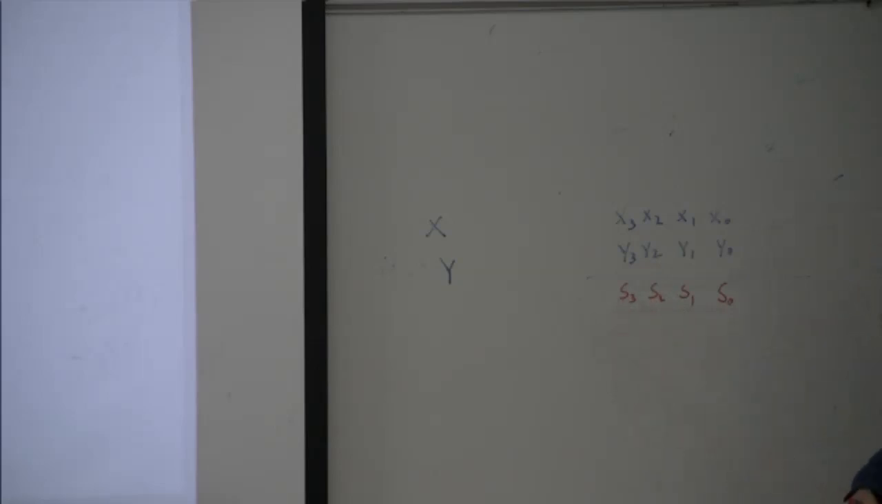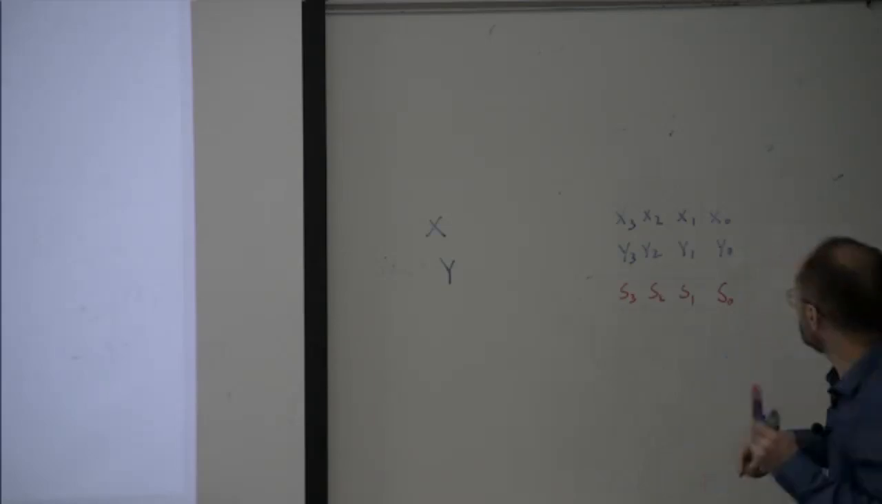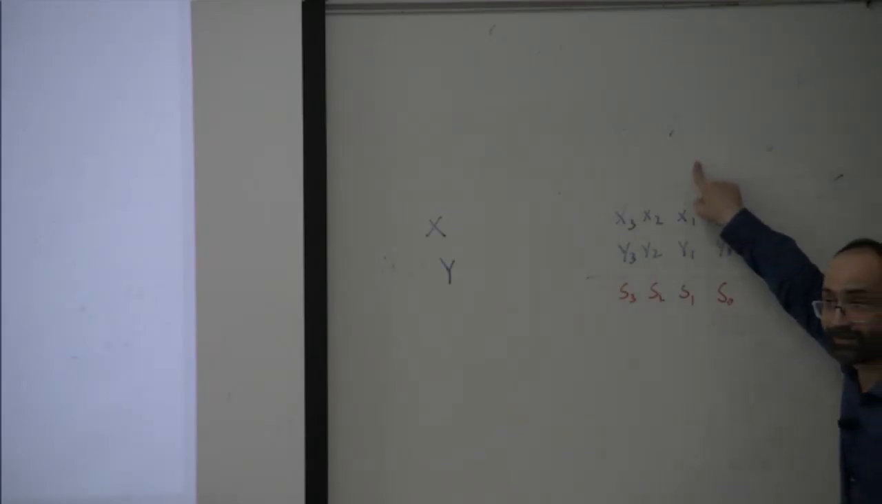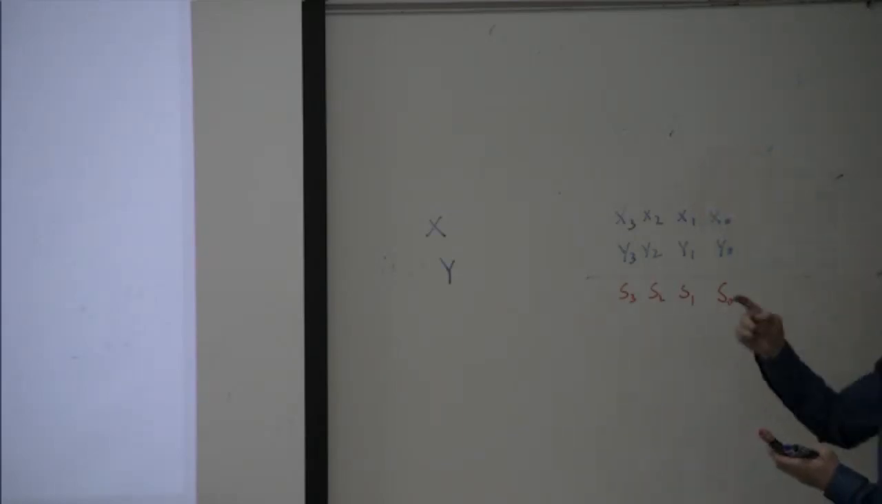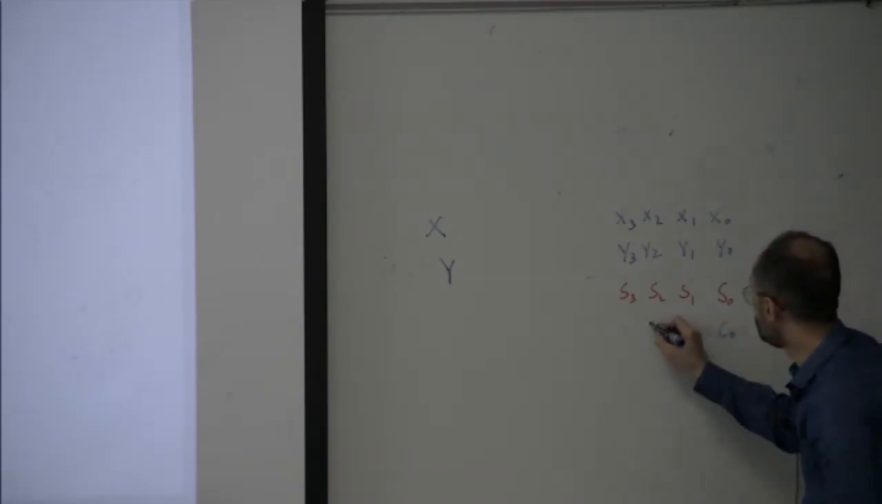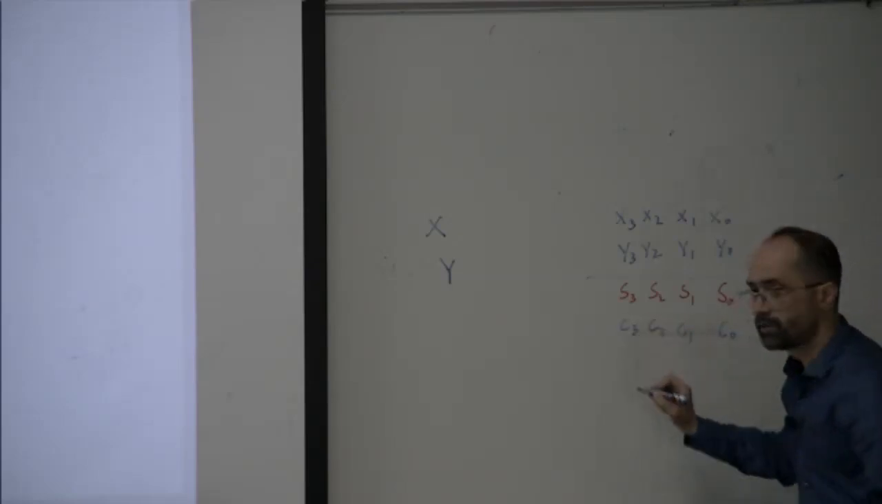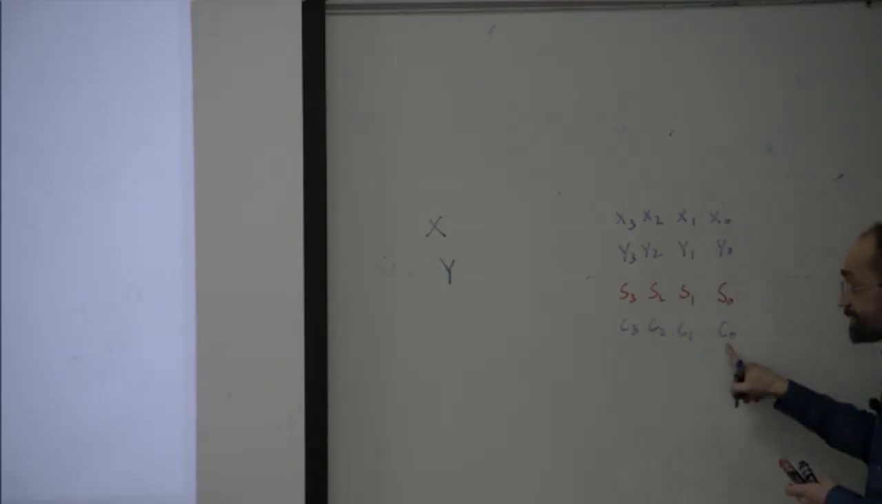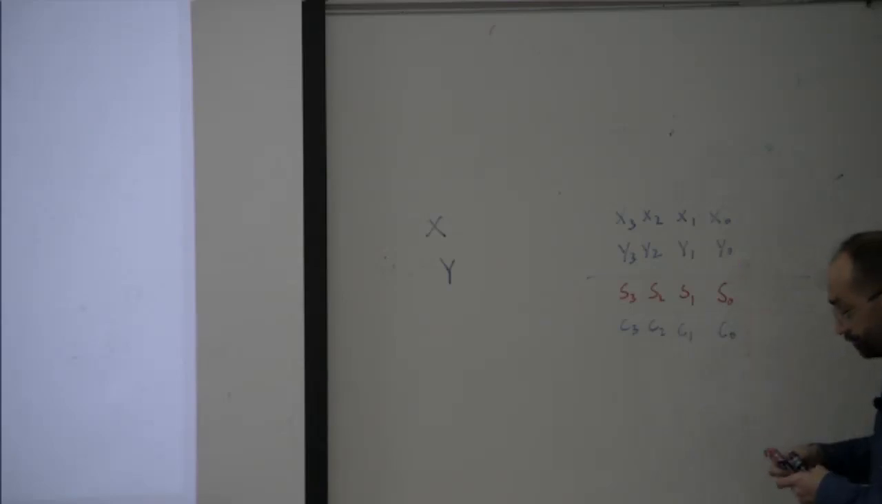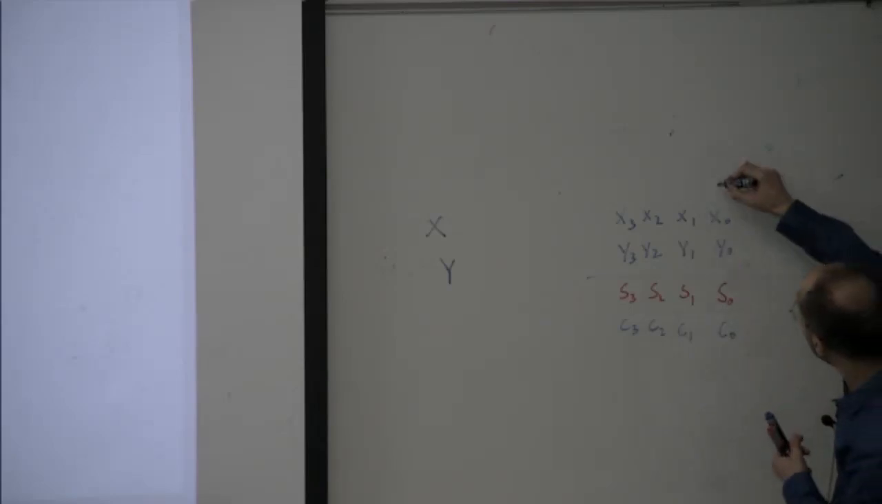But now if you look at each individual bit, let's assume x0 is 1 and y0 is 1. 1 plus 1 is what? 0, and then there is a carry. So now we have C0, C1, C2, and C3. This C0 is the carry out from this stage. And we can also have a carry in initially, which is 0.